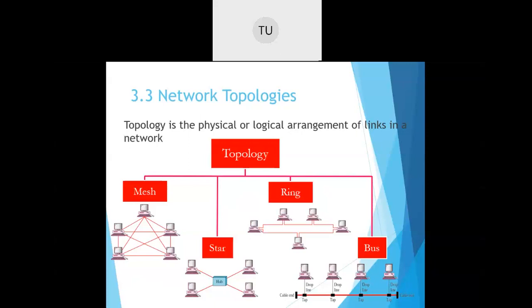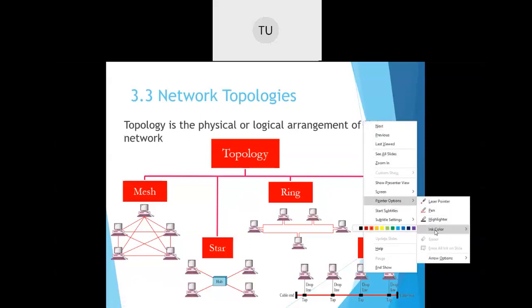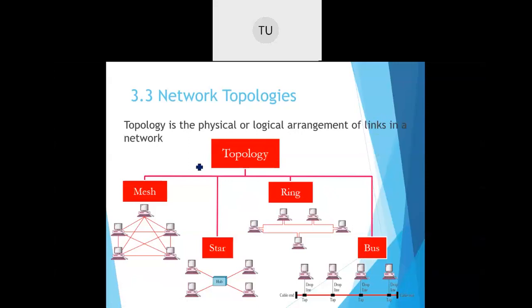Section 3.3 is network topology. What is topology? Topology is the physical or logical arrangement of links in a network. Basically, topology can be subdivided into four types. The first one is mesh. The second one is star. The third one is ring. And the fourth one is bus.